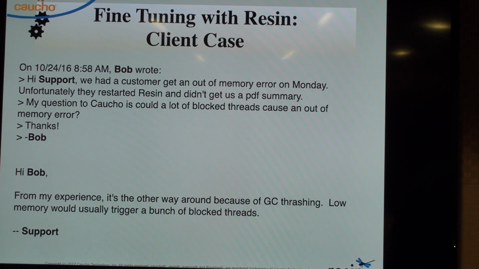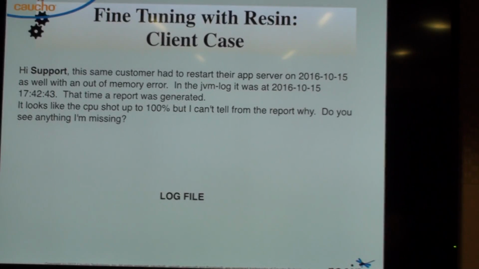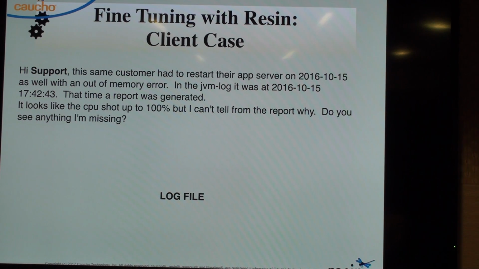The next occurrence of dialogue came like this: hi support, this same customer had to restart their app server on this date as well, with an out of memory error. JVM log. It was at this time, and at that time a report was generated. They said, it looks like the CPU shot up to 100%, but I can't tell from the report why. Do you see anything I'm missing? And they attached the log file. So let's briefly look at the actual log file that they sent over to us.